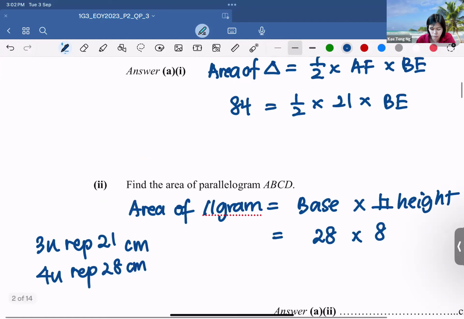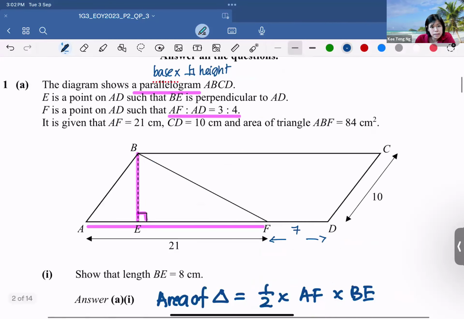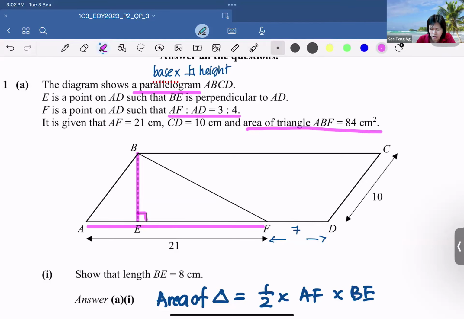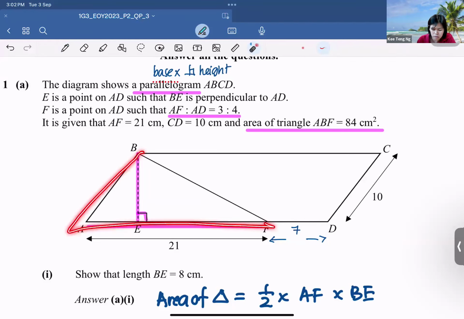Some additional information that I process. Next, they give me that the length AF is 21 cm. CD is 10, so CD is this portion over here. And they gave me another important piece of information: area of triangle ABF. How do we find area of triangle? Can you tell me how to find area of triangle?